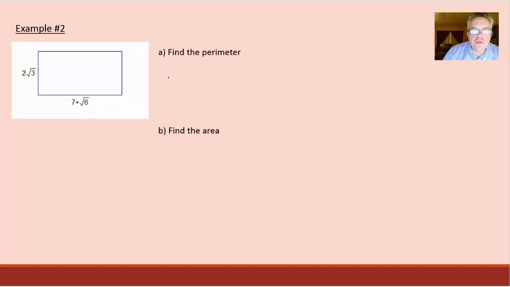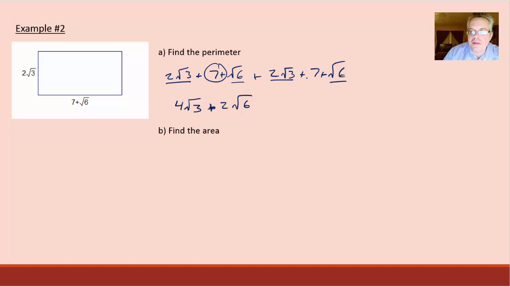Well, we have 2 square root of 3 plus 7 plus square root of 6. Then we have a whole other set of those. 2 square root of 3 plus another 7 plus square root of 6. Looks like a mess. We just combine like terms. Those two give me 4 square root of 3. The 2 square root of 6's give me exactly that, 2 times square root of 6. Then we have yet a third type of term here. We have 2 7's. 7 plus 7 is 14.